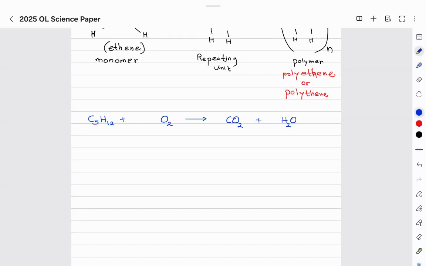Now let's try to balance the reaction, and you tell me by looking at the left side how many carbon dioxide molecules should be there in the reaction. Balance the reaction. Easy.